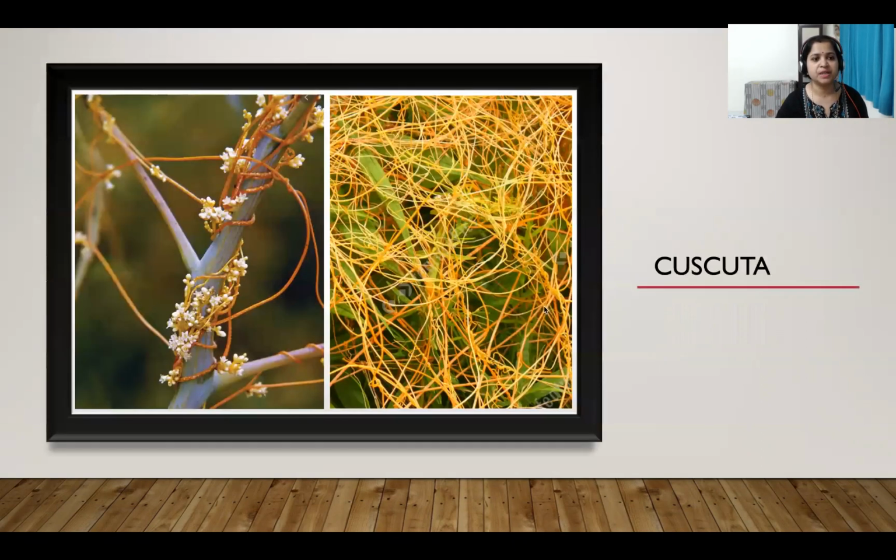Now look at this picture. You can see some yellow, branch-like structures twining around a main plant. Actually, this yellow plant is the cuscuta plant, which grows over another plant, and you can see there is no chlorophyll pigment, so it cannot do photosynthesis. They trap the nutrients from the main plant on which they grow, and those plants are called the host plant, and the cuscuta is the parasitic plant.